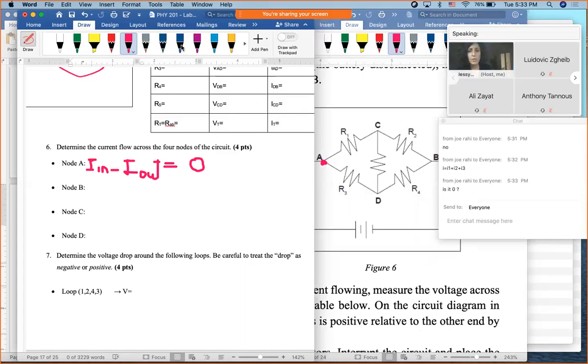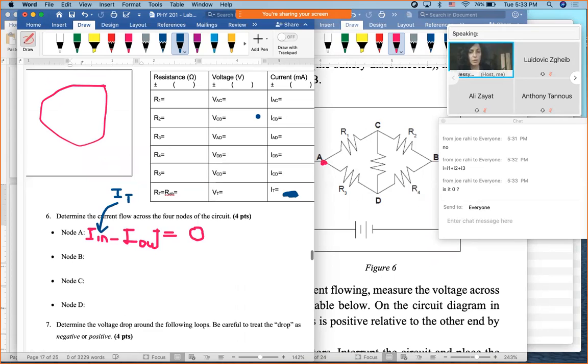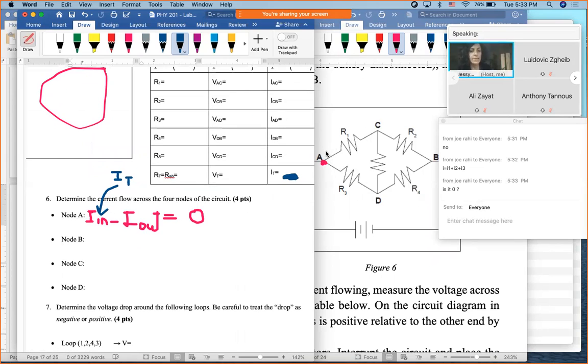The current going into A is called I total, and you take it from the table. So you take this value. It's I total. And the currents going out from A are called I1 and I3, and let's call them IAC and IAD. So IAC and IAD.